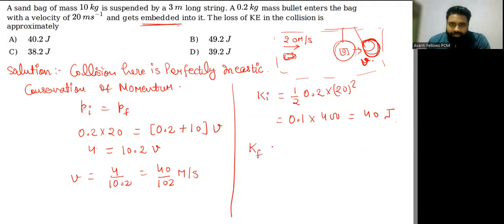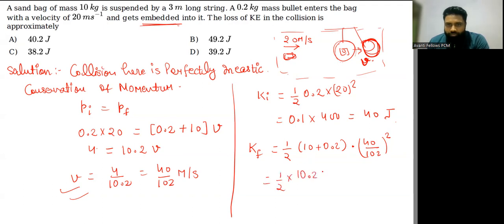But finally, the final kinetic energy will become 1 by 2 times the mass of the system, which is 10 plus 0.2, into the velocity of the system squared. And the common velocity we have already calculated, which is 40 by 102. So this will become 1 by 2 times 10.2 into 40 into 40 divided by 102 times 102. The 10 has been cancelled out.